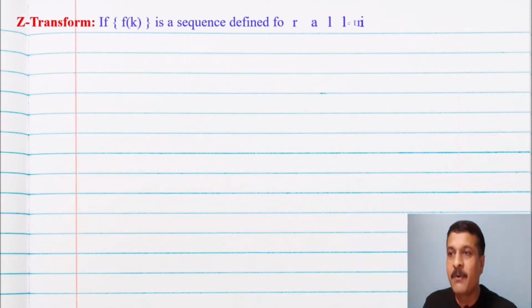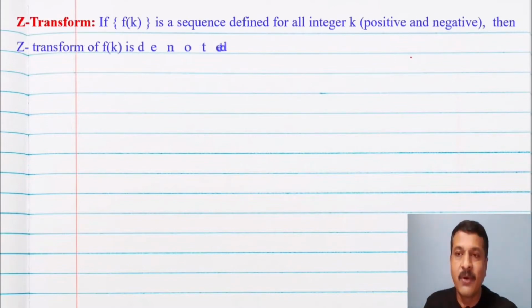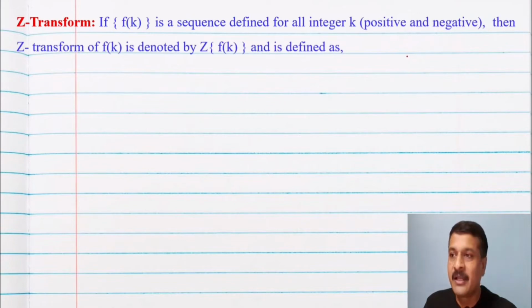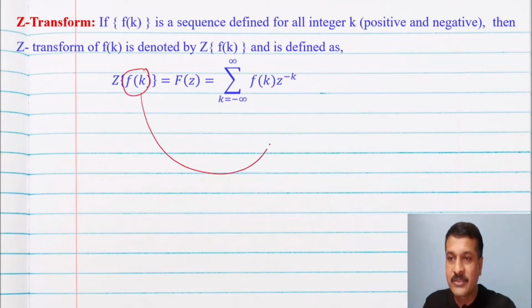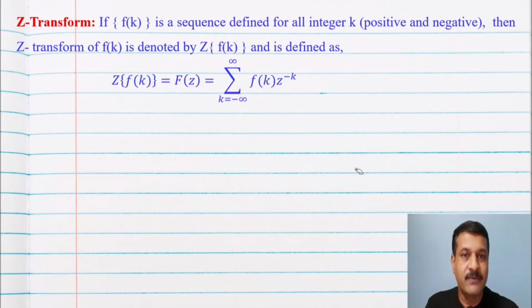Now the Z transform. So define Z transform. If f of k is a sequence defined for all integer k, positive and negative, then the Z transform of f of k is denoted by Z of f of k and is defined as Z of f of k equal to F of z, and that is equal to summation k varies from minus infinity to infinity f of k into z raised to minus k. Note that whatever f of k you consider here, into z raised to minus k, where k varies from minus infinity to infinity. So this is the definition of Z transform.